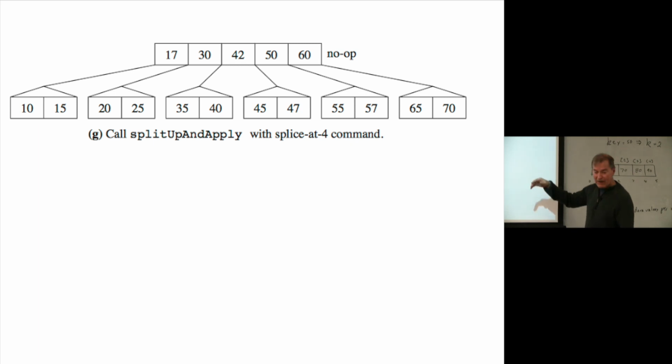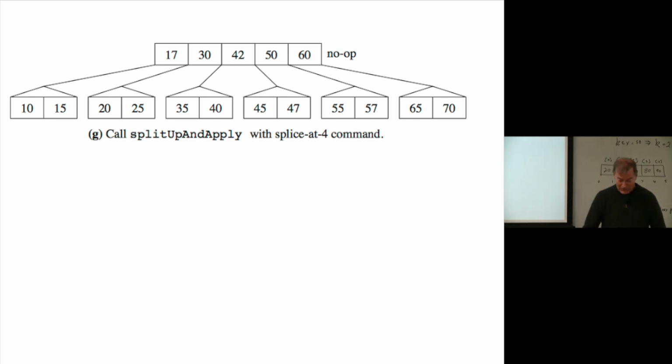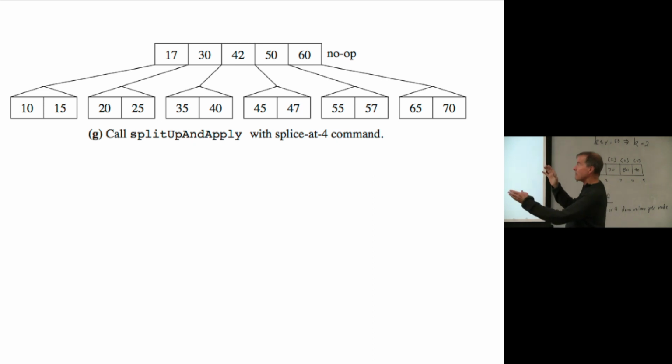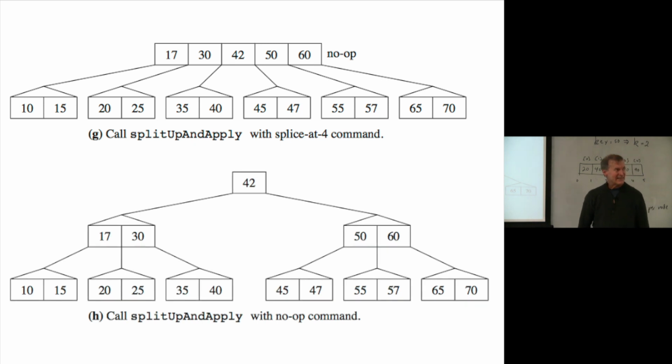But now we are returning from this one. So let's go back to our return code here. What does it say? Command gets old command. So our old command is what? No op. And it says call split up and apply. So we call split up and apply. But now, does split up and apply do something in this case? Yes. So what does it do? It does split up where? At size divided by 2, which is the 42. Are you with me? And boom.